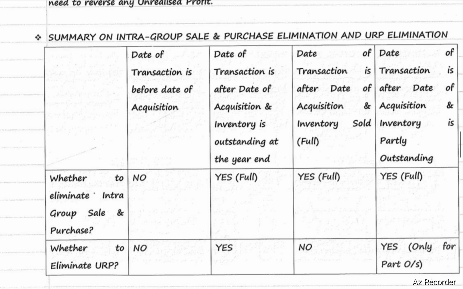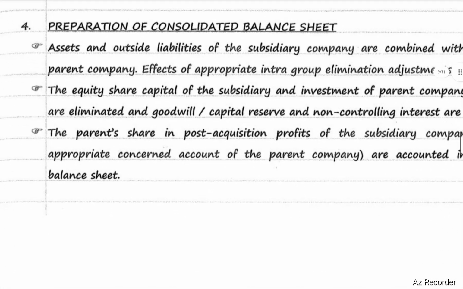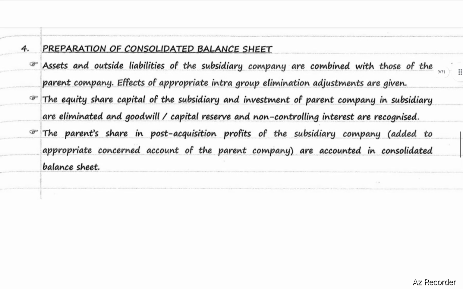Next, preparation of consolidated balance sheet. Assets and liabilities: assets and outside liabilities of the subsidiary company are combined with those of the parent company. Effects of appropriate intragroup elimination adjustments are given. The equity share capital of the subsidiary and the investment of the parent company in subsidiary are eliminated, and goodwill or capital reserve and non-controlling interest are recognized. The parent's share in post-acquisition profits of the subsidiary company is added to the appropriate concerned account of the parent company and accounted in the consolidated balance sheet.